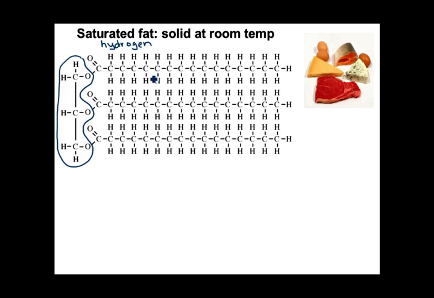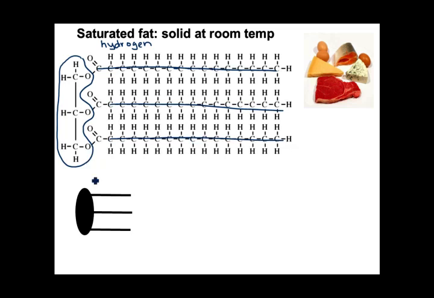That means it has as many hydrogens as possible and that there are only carbon-carbon single bonds. Okay? There are no double bonds. And when we contrast that with unsaturated fats, you'll see the difference. And that means that these tails are very straight. So saturated fats have these long fatty acid tails that are straight, like that. So here's a little cartoon diagram that we can represent it as. There's the glycerol head, and here are the 3 fatty acid tails that are straight.